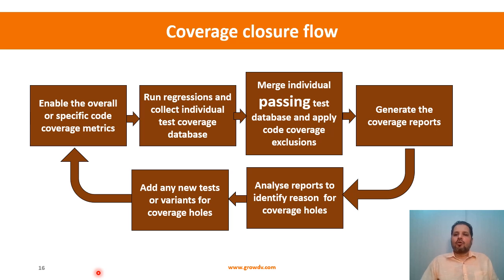So how do you go about that? How do you go about the coverage closure flow? The first step is that you enable the overall or the specific code coverage metrics, and then you could be doing a targeted thing, and then you run the regressions and collect an individual test coverage database.